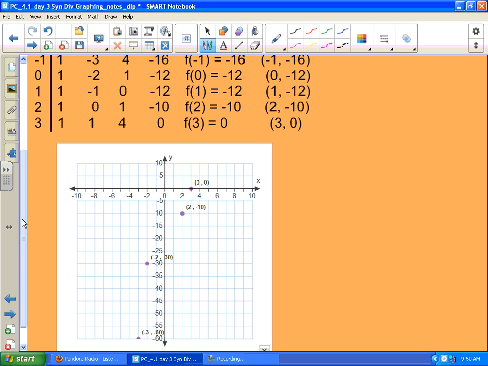So negative 1, negative 16 is, yeah, that looks good. And then 0, negative 12, that one looks good. And then 1, negative 12, that one looks good. Okay, so what does it appear to be doing? Can you guys see it? Yeah, it kind of looks S-ish. Kind of doing this kind of a thing, it probably goes up like that.